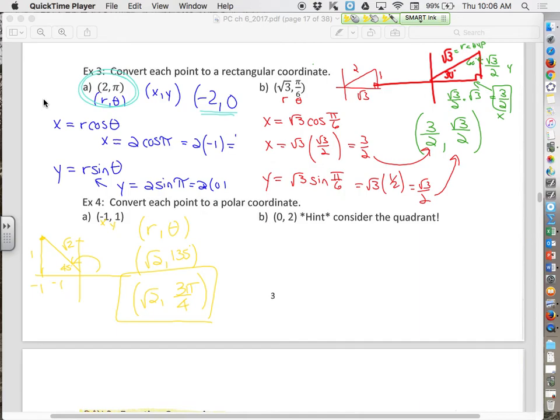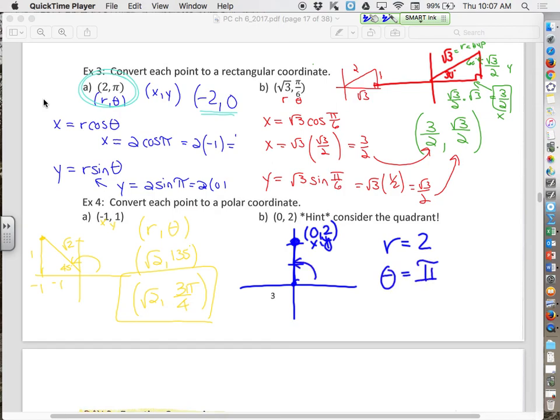For the next one here, if we go through and we plot this, (0, 2). That's my x and my y. So if I think in terms of radius, how far from the pole, it's 2 units up. And my angle measure then from here to here is 90 degrees, or pi over 2. So that's what you're looking at. You can either use the equations or you can graph them, whichever you find to be easier.